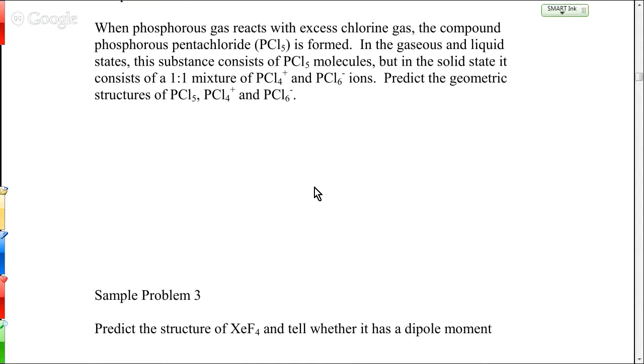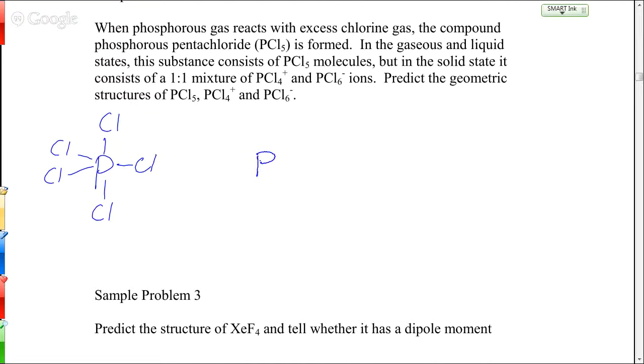All right, so what do we got? What's the shape of PCl5? Well, I'll put PCl5 because we did that. We know that that's trigonal bipyramidal. What about PCl4 plus? What does that come out to? What shape do you get for that?